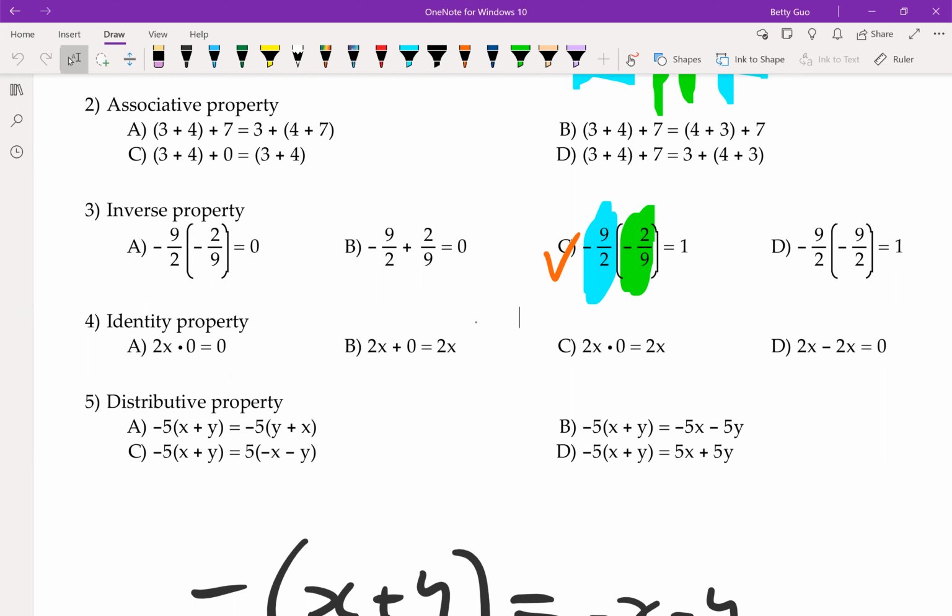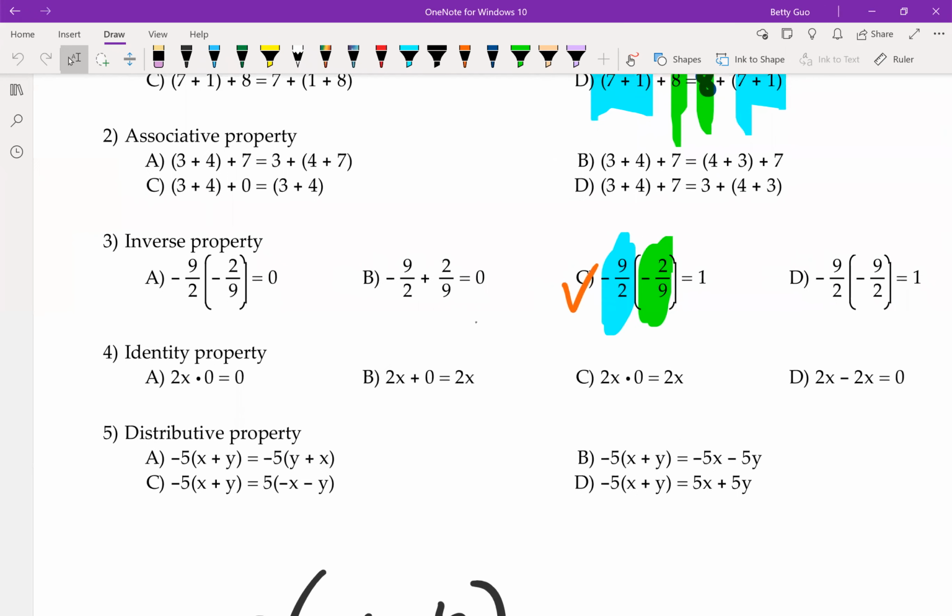The last one, number 5, distributive property. Let's see which one is an example of distributive property. A. What do you think about A? We see the left-hand side has a parenthesis. The right-hand side also has a parenthesis, right? And we know we apply distributive property to remove parentheses. But in option A, the parenthesis is not removed, right?